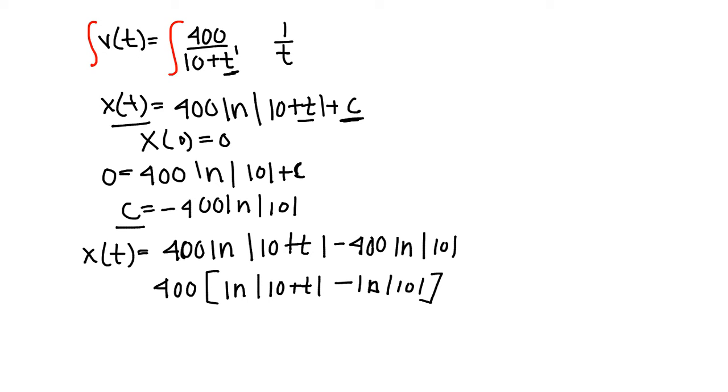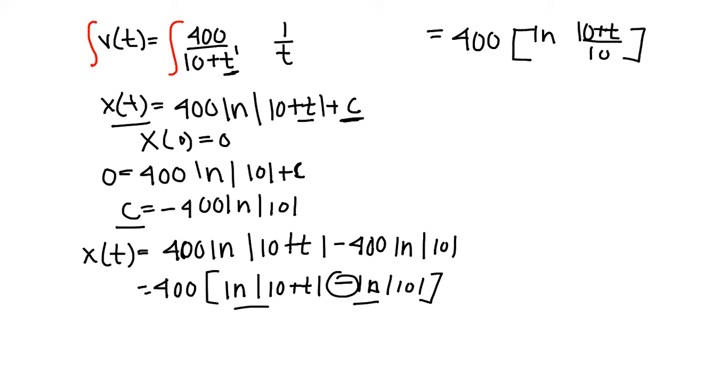There is a property of logarithms that says when you have a subtraction sign in the middle, you can just divide them. So I'm going to rewrite that function down there like this: 400 times the natural log of 10 plus t over 10. And that's our position function, simplified down right there.